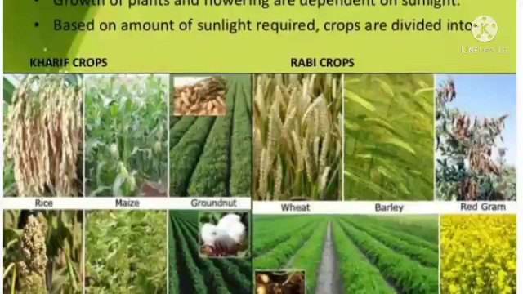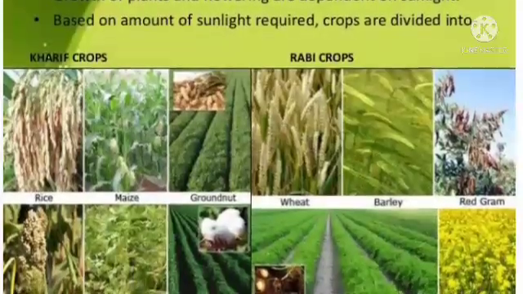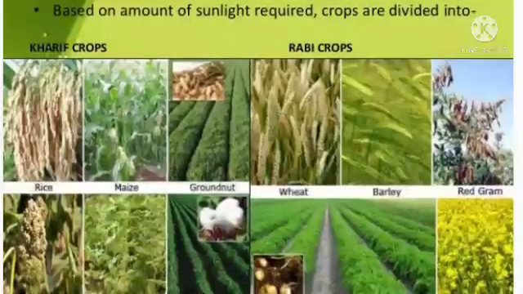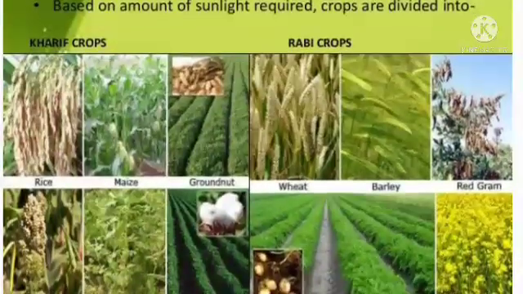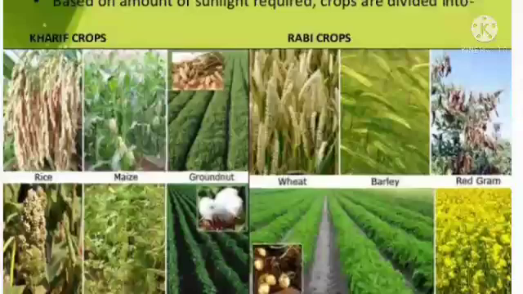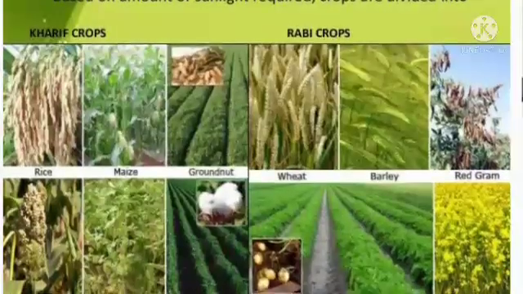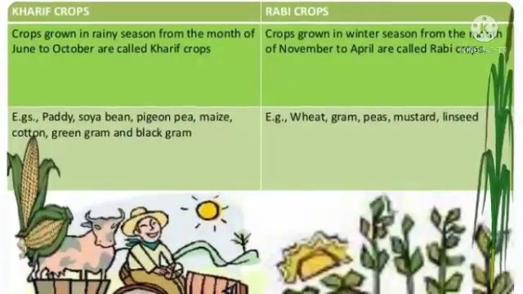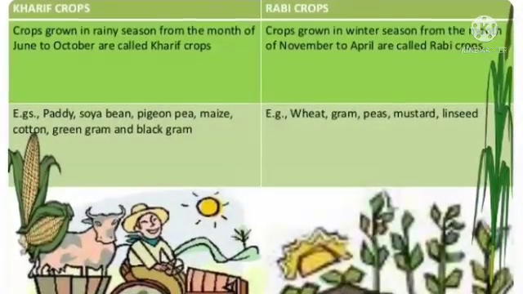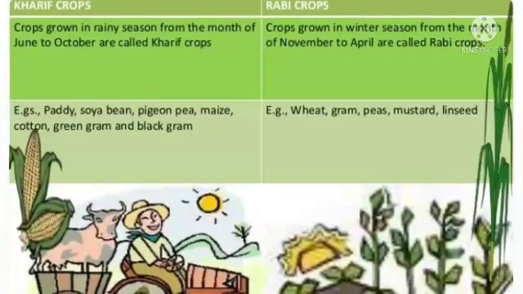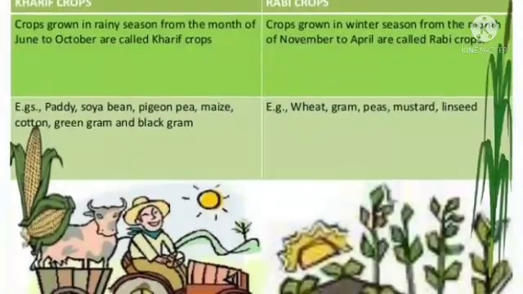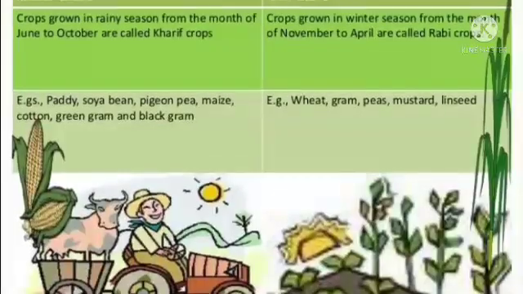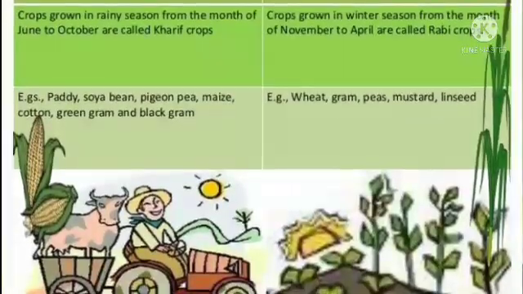Rice, maize, groundnut, jowar, pulses, cotton are examples of kharif crops. And wheat, barley, red gram, potato, mustard are examples of rabi crops. Kharif crops are the crops grown in rainy season from the month of June to October. And Rabi crops are the crops grown in winter season from the month of November to April.